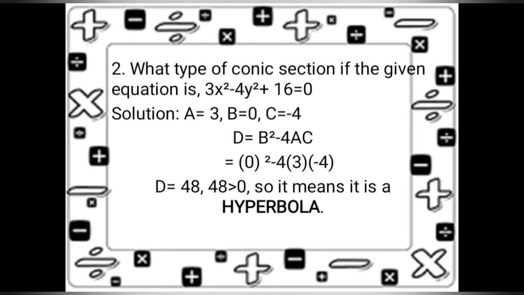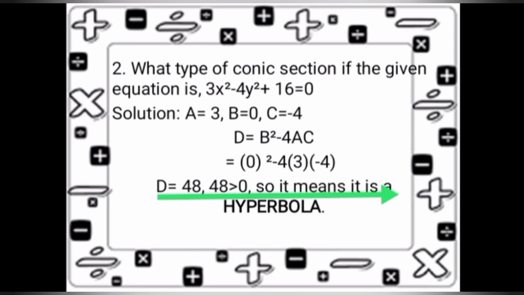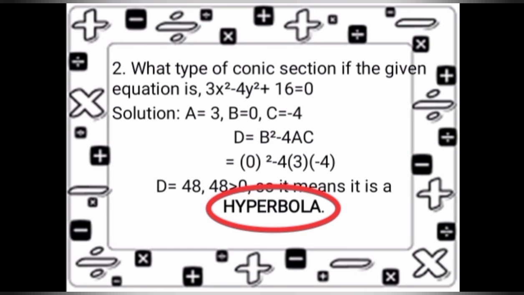Let's substitute their values. We have b squared, so 0 squared, minus 4 times a, where a is equal to 3, times c, where c is equal to negative 4. So 0 squared minus 4 times 3 times negative 4. We get that the discriminant is equal to 48. And we all know that 48 is greater than 0, so it means it is a hyperbola.